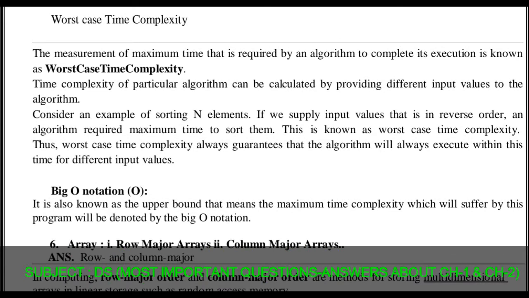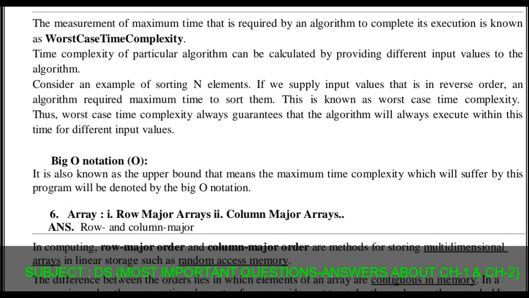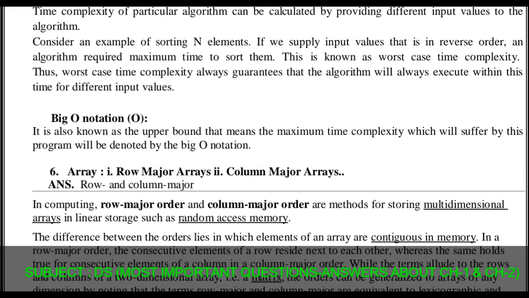Worst case time complexity is nothing but it takes a maximum time to perform algorithm execution, known as worst case time complexity. Consider an example of sorting elements. If we supply input values that are in reverse order, then an algorithm requires maximum time to sort them. This is known as worst case time complexity. Then big O notation, it is also known as an upper bound, that means the maximum time complexity which will be suffered by this program will be denoted by the big O notation.